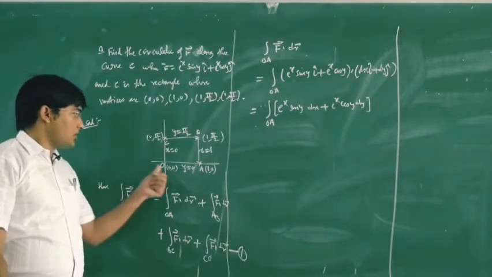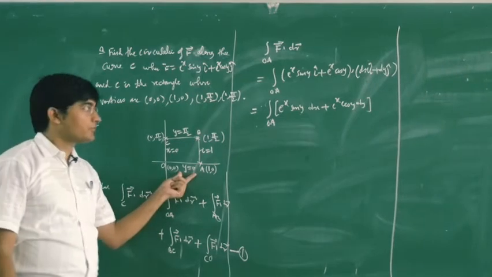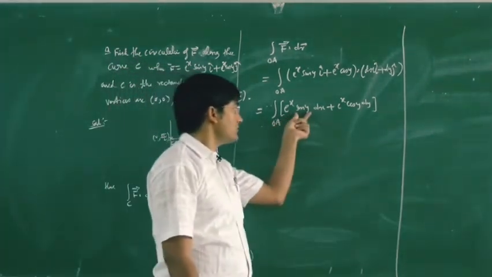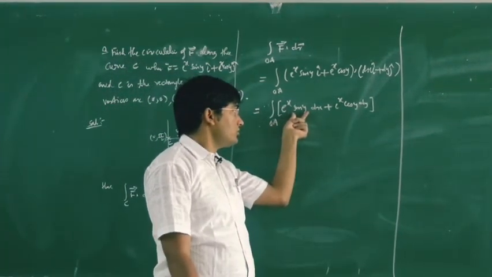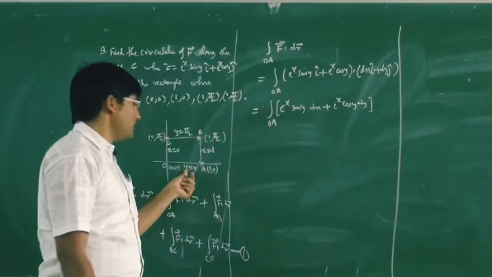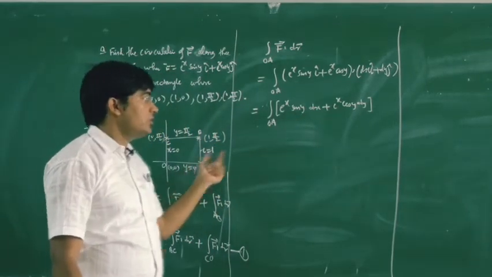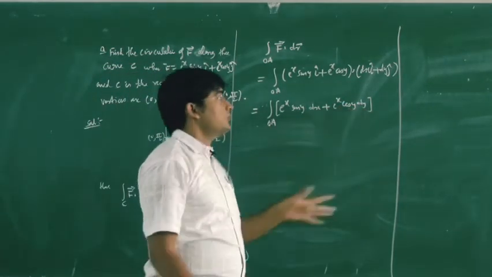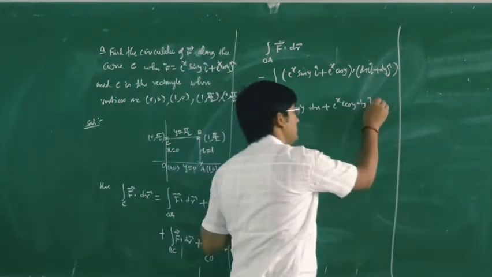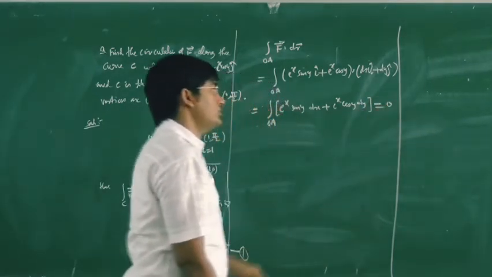Now for this part OA, your y is 0. So if you put y equal to 0, then sin y will be 0. And again, if your y is 0, then your dy will be 0. So again, this is 0. So for this line integral, our value is 0.